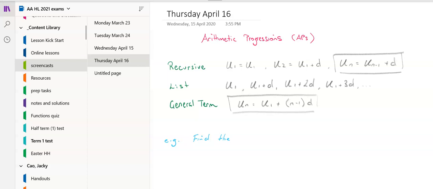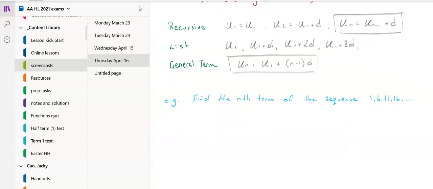Here's an example: find the nth term of this sequence, 1, 6, 11, 16. We can see that we're just adding 5 each time, so the recursion is to add 5. So d is equal to 5. Here we go, let's construct our solution. We might say, okay, d is equal to 5, and u1, our first term, is equal to 1.